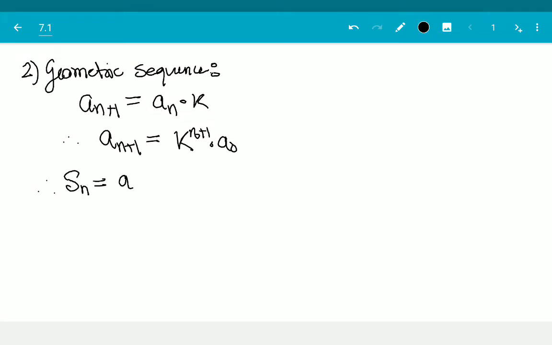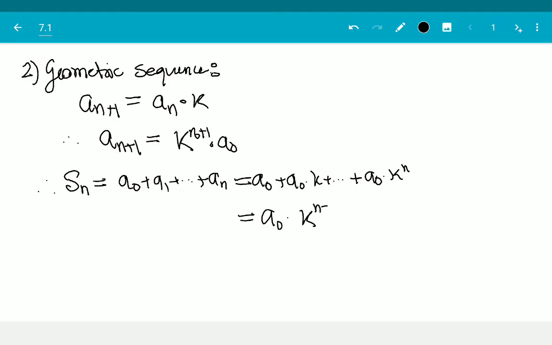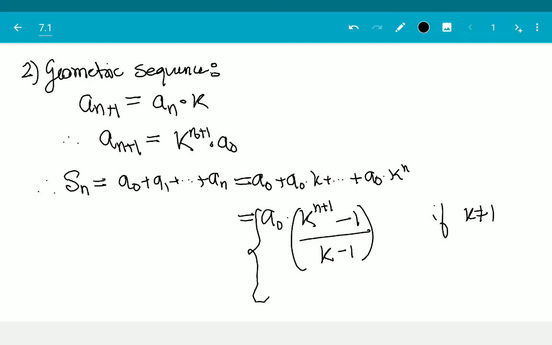Okay, and therefore S_n, which is equal to a0 plus a1 plus all the way up to a_n, is basically what? a0 plus a0 times k plus dot dot dot a0 times k to the n, which is equal to a0 times (k to the n plus 1 minus 1) over (k minus 1) if k is not equal to 1, or it is equal to a0 times (n plus 1) if k is equal to exactly 1.